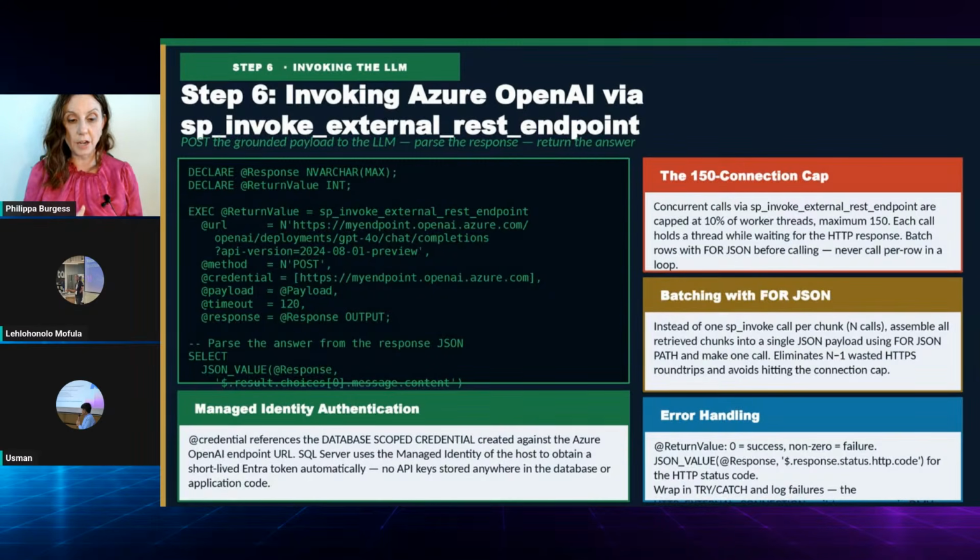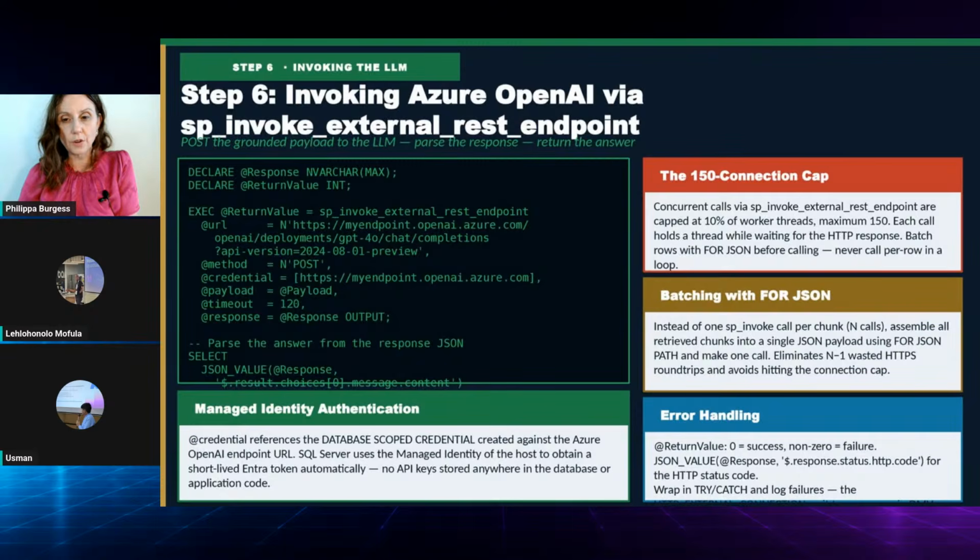The managed identity authentication. So credential references: the database scoped credential is created against the Azure OpenAI endpoint URL. SQL Server uses the managed identity of the host to obtain a short-lived Entra token automatically. So no API keys are stored anywhere in the database or the application code. And this is super important because, as we've looked at in other sessions, the greatest risk that we all now have is these managed identities. That's going to be the highest risk surface for us all to consider.